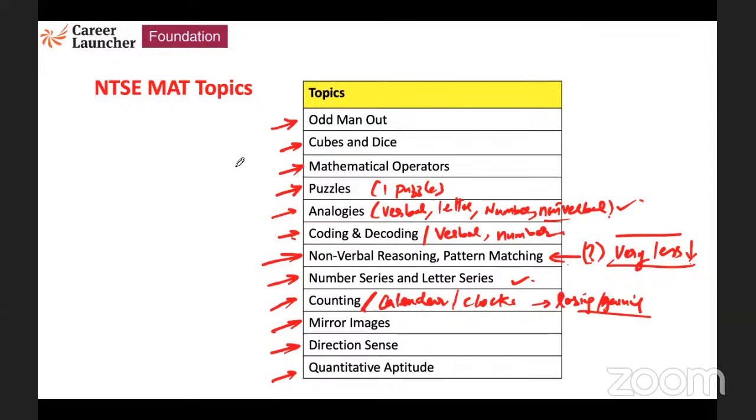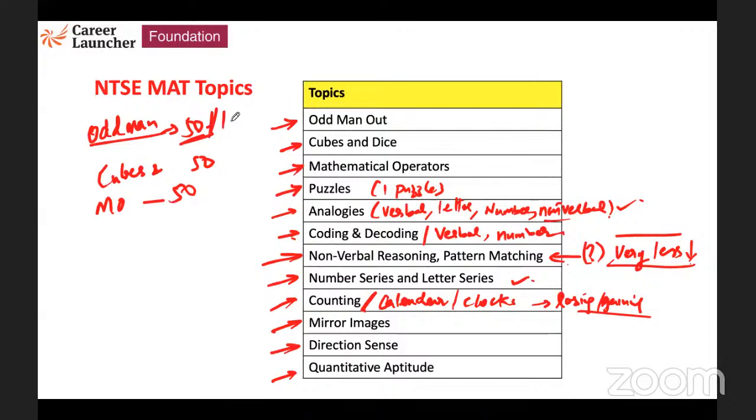in NTSE MAT. But if you want to prepare for this, there will be obviously books. For example, Career Launcher itself has books on these things. So the way you should prepare is, on a day, you need to sit on odd man out questions and do some 50 questions on this. One day you should do cubes and dice, 50 questions. Mathematical operators, 50 questions. Maybe it will take you less than 1 hour for it. But if you spend 1 hour on this, 1 hour on this, 1 hour, this will be taking more than 3 to 5 hours. Analogies, 1 hour, 1 hour.